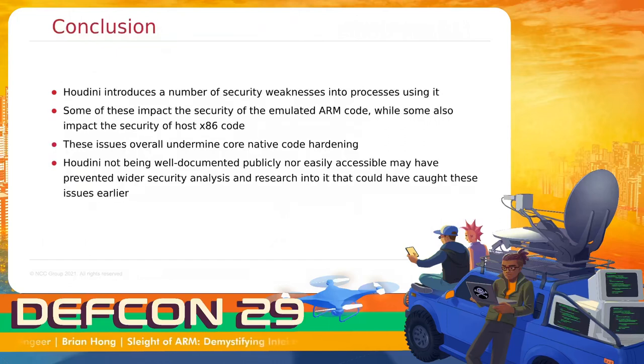So to summarize, what I'm trying to say in this presentation is that Houdini introduces a couple of security weaknesses into processes using it, that would be ARM native applications running on x86 devices. Some of these impact the security of the emulated ARM code, such as the lack of NX bit check, while some also impact the security of the host x86 code, such as the RWX execute pages everywhere. And I actually think the fact that Houdini is not well documented publicly, nor easily accessible, has something to do with preventing wider security analysis and research into this, which could have caught these issues earlier.